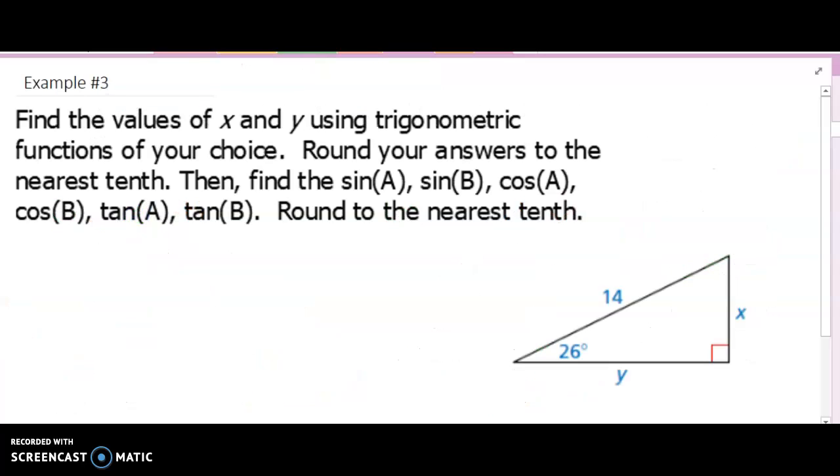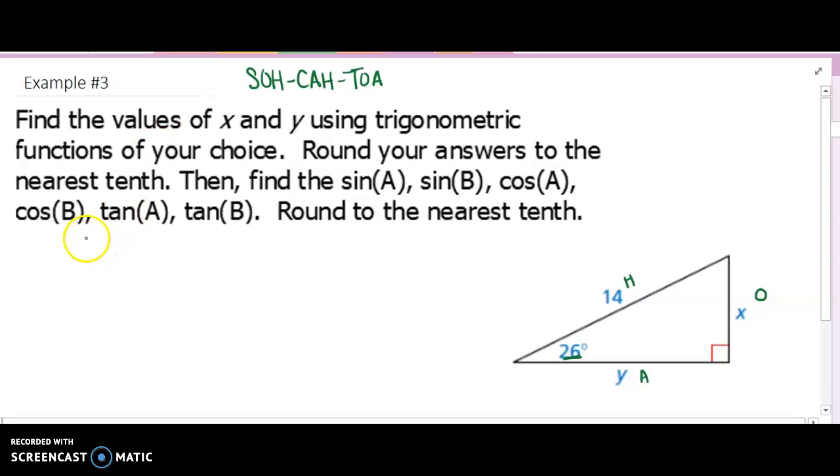All right, so this question has several parts to it. So first I want to solve for x and y using trigonometric ratios. So I'm going to use 26 as my reference angle. This is my opposite, my hypotenuse, and my adjacent. Okay, I was right. So, toa at the top of the page.